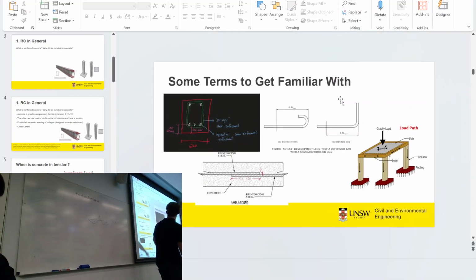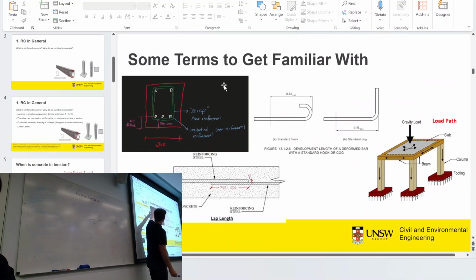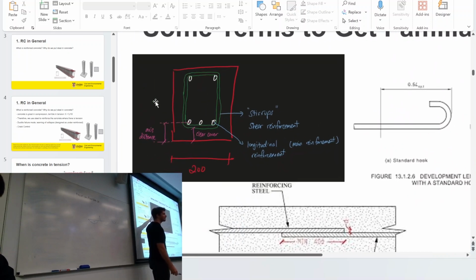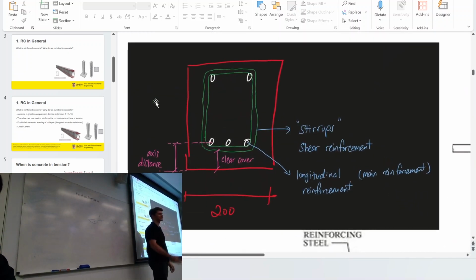Okay, and then over here, I've got what a typical concrete section might look like, and this was stolen from Prash's notes, which are really good. So, copyright to him. But this is what a typical cross section might look like for an RC beam, a reinforced concrete beam.